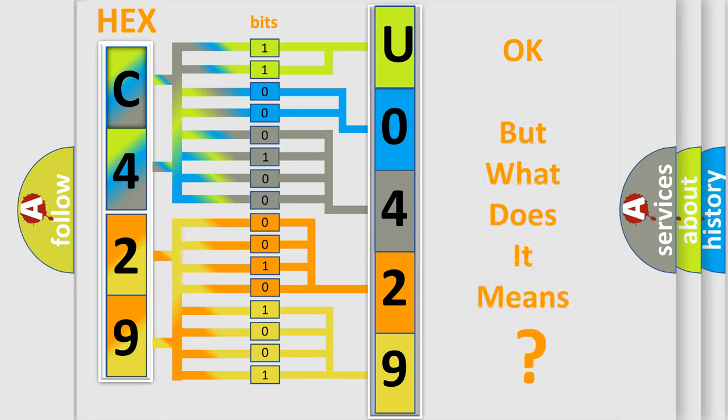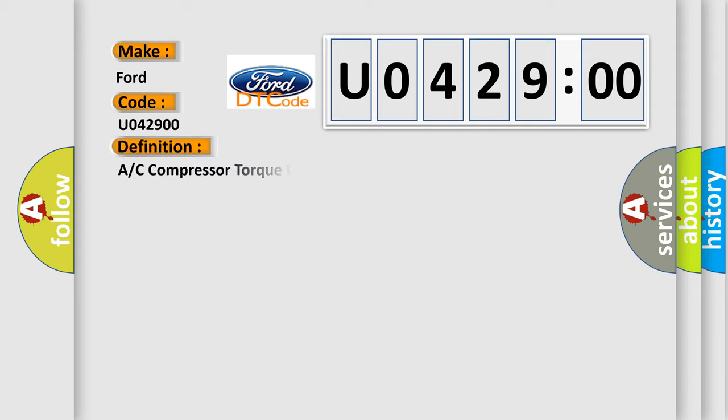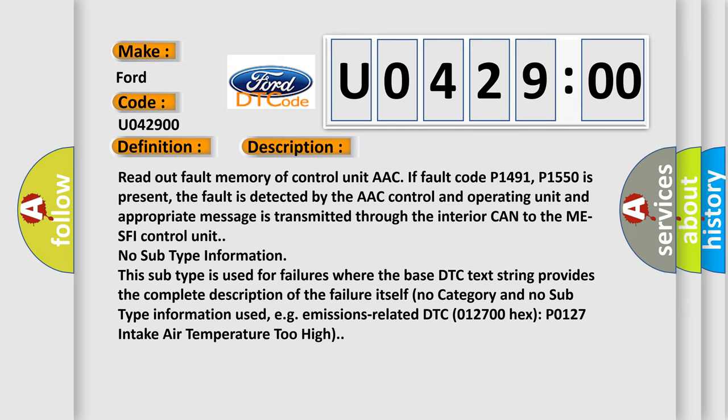The number itself does not make sense to us if we cannot assign information to what it actually expresses. So, what does the Diagnostic Trouble Code U0429-00 interpret specifically for Infiniti car manufacturers? The basic definition is: the compressor torque implausible. And now this is a short description of this DTC code. Read out fault memory of control unit AAC. If fault code P1491, P1550 is present, the fault is detected by the AAC control and operating unit. An appropriate message is transmitted through the interior CAN to the ME-SFI control unit.